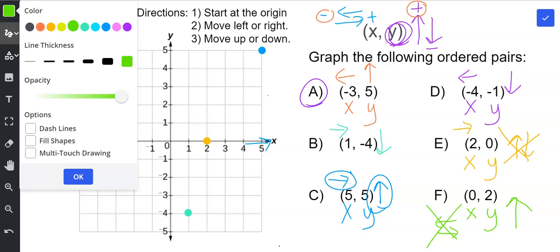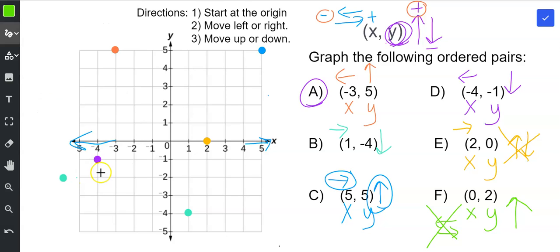So I'll change my thickness. And then I'm going to start at the origin. And it says that I do not move left or right. And then I move up 1, 2, and I mark my point. Oops, I didn't mean to do that. Let me fix that. So I moved left or right 0 and then up 1, 2, and I mark my point.